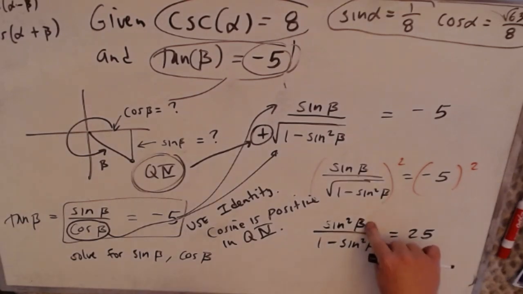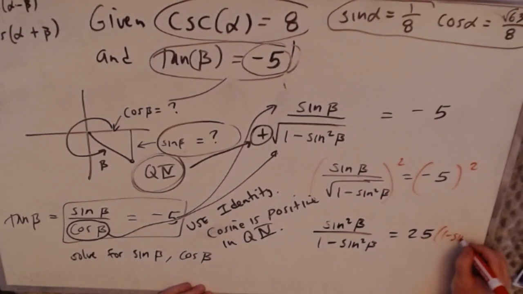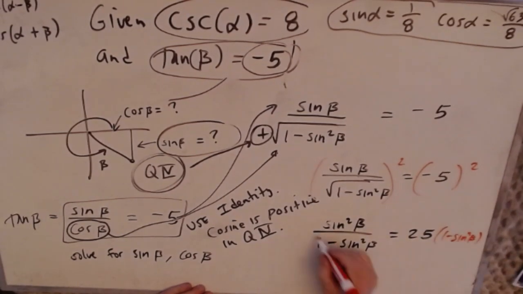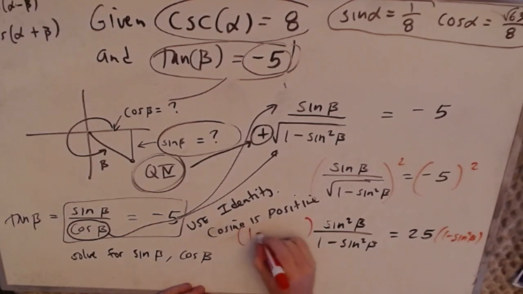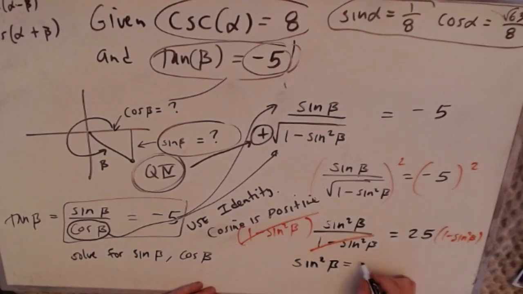I'm never going to find beta, not in this section. Later in the chapter, we'll find beta. Right now, we're just finding what sine beta is. I'll never know what the actual angle is until later. So we're going to multiply both sides by 1 minus sine squared. So I get sine squared beta is 25 minus 25 sine squared beta.